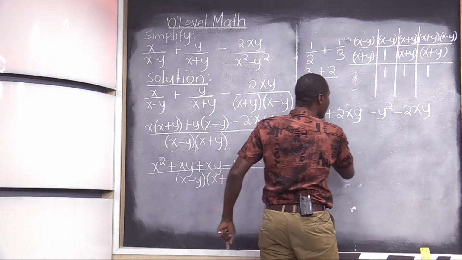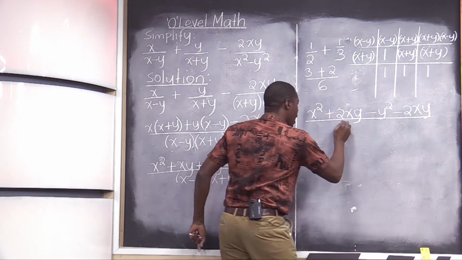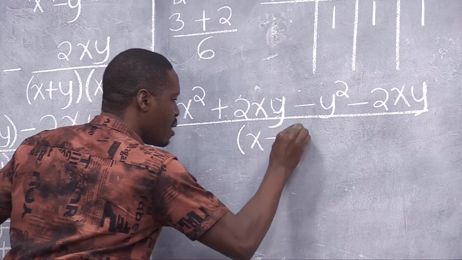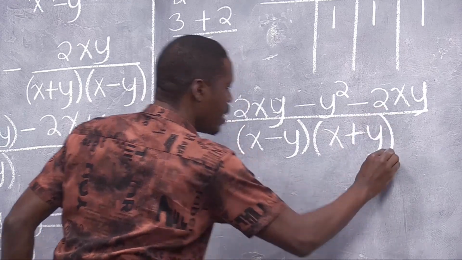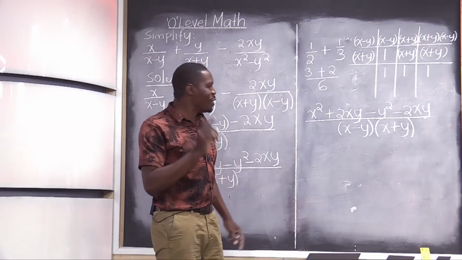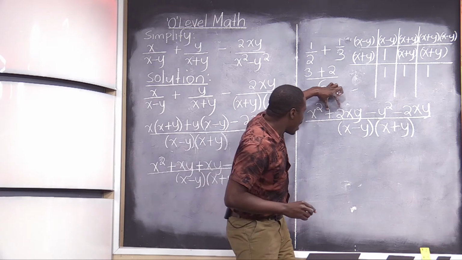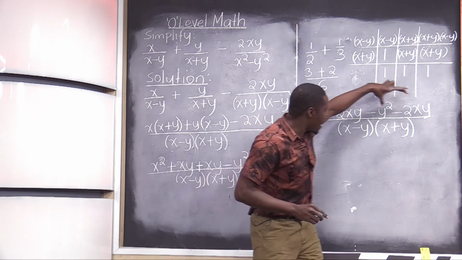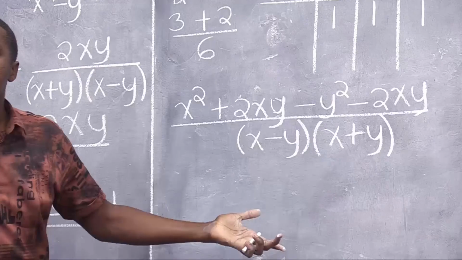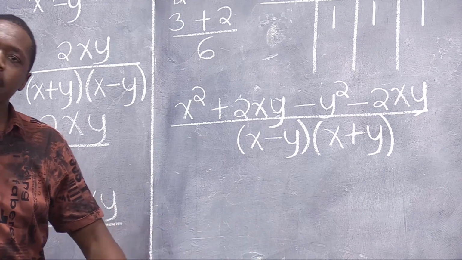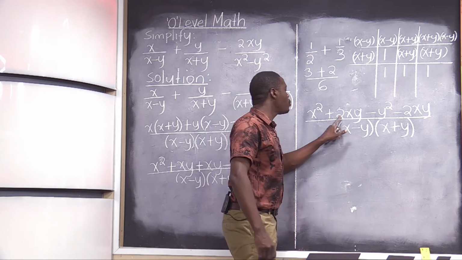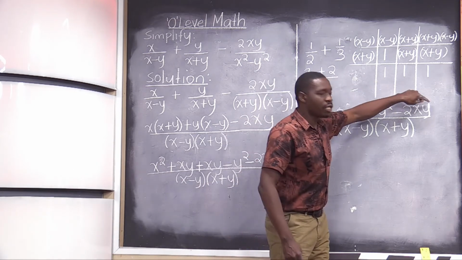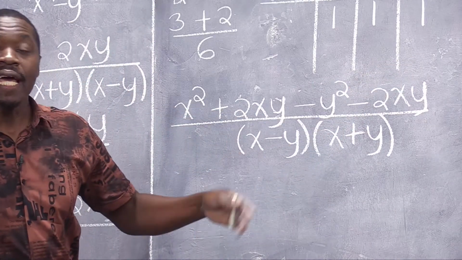We are collecting like terms. Don't forget x minus y into x plus y, which is our denominator. But remember, when you look at the numerator, a positive 2xy and a negative 2xy, what happens? When you collect like terms, they cancel. They leave you with a 0, because you're having a positive 2xy minus a 2xy, or take away a 2xy.